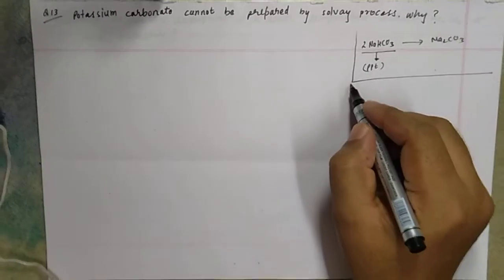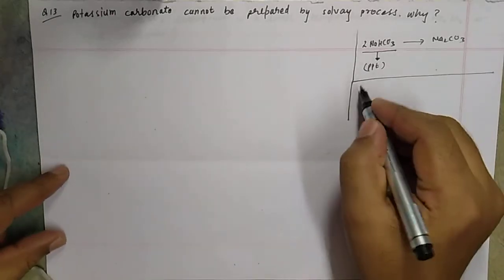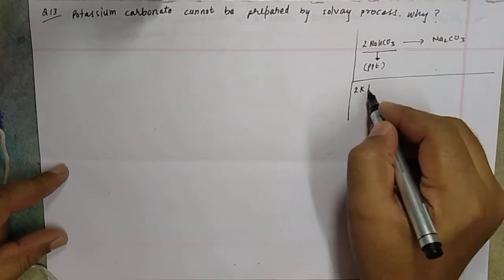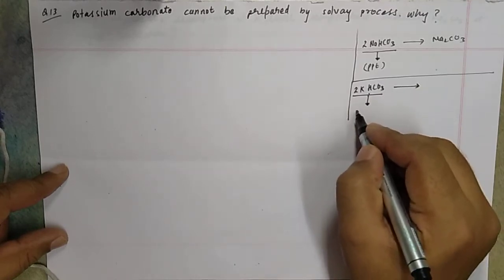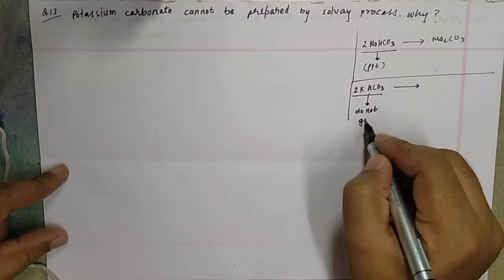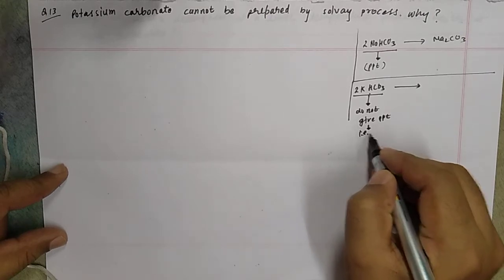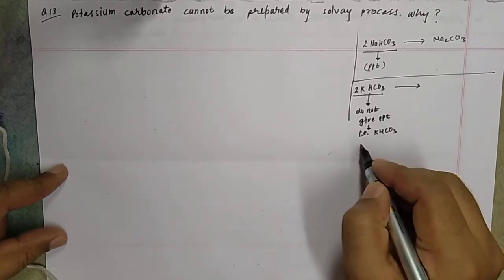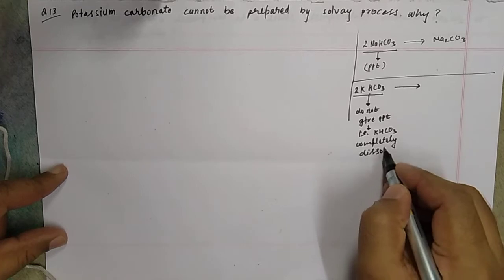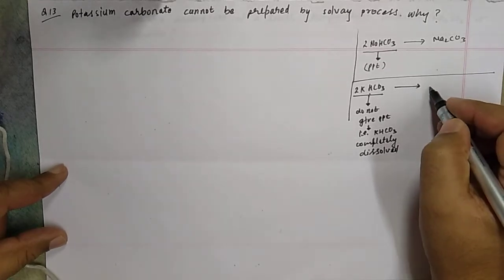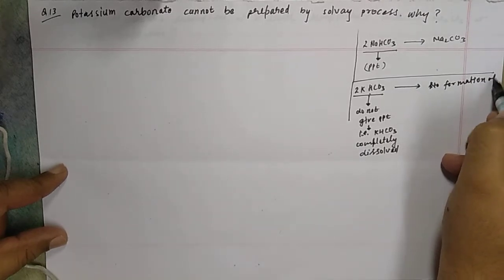Now in the same case, if you go for potassium bicarbonate, suppose two molecules of KHCO3 are there. KHCO3 does not give a precipitate. KHCO3 completely dissolves, so there is no formation of K2CO3.